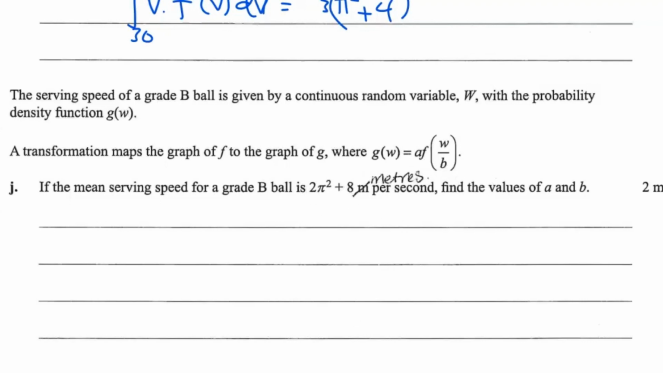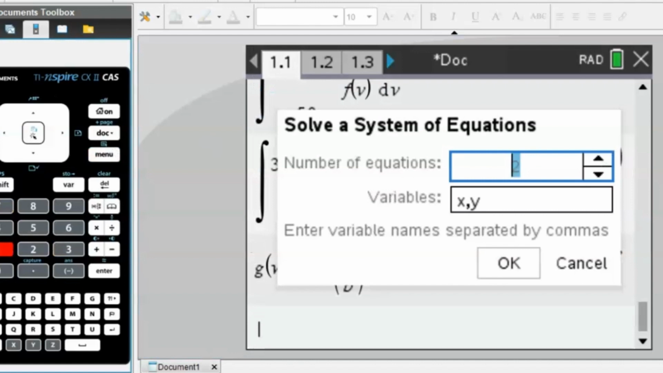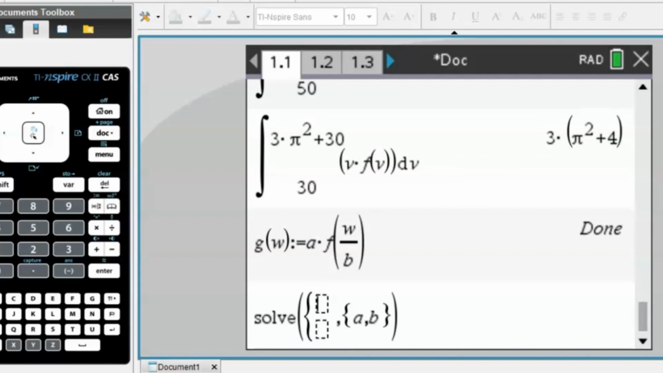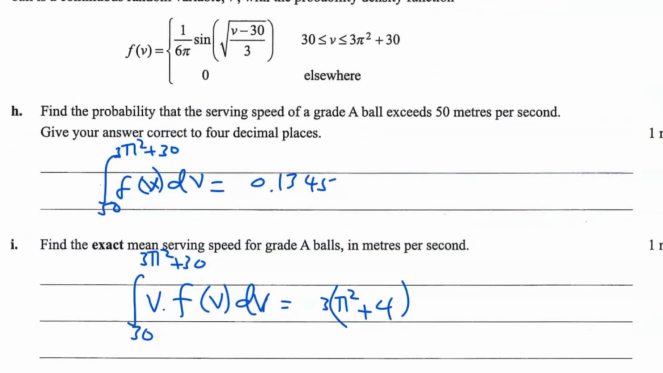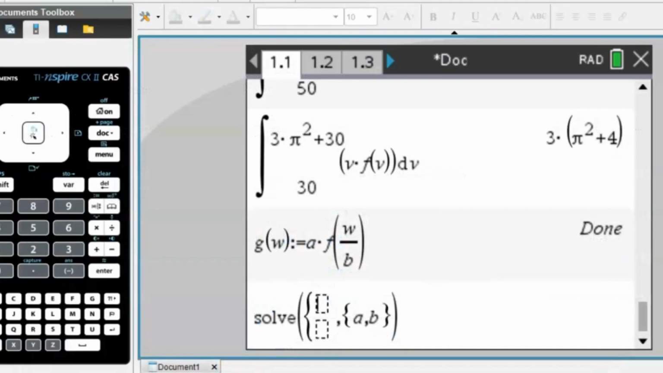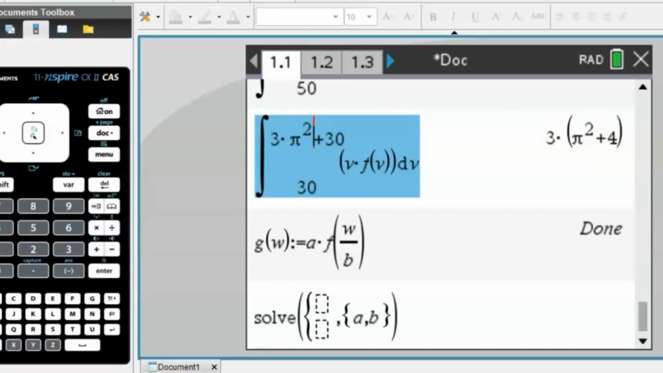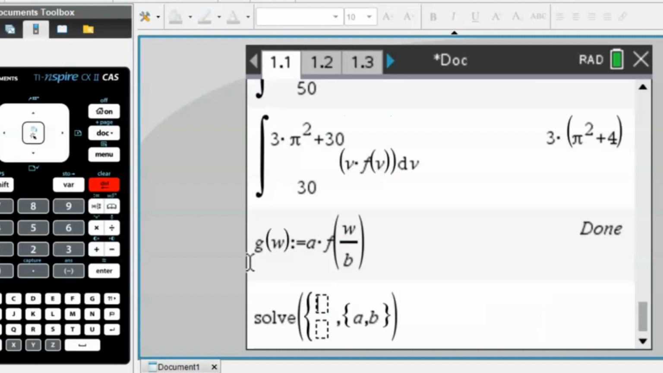So I want to find out. We're just going to get a system of equations, menu 371. So that's going to be a comma b. All right, now we've got our system of equations. The first one is a probability density function, so this whole lot should equal 1. So we can just copy this, except that I don't need the v. Well, actually, no. The only downside is the function has changed. No, I can't do that.